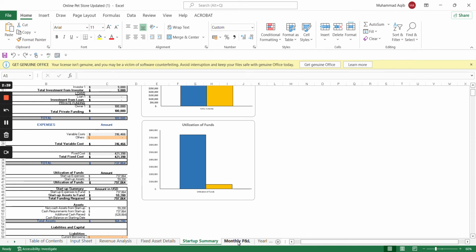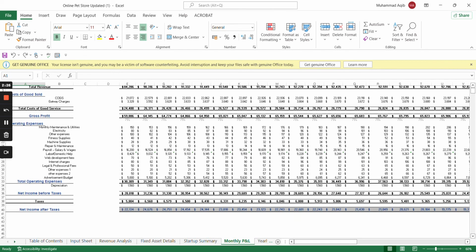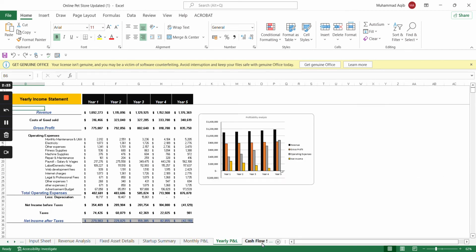Moving on to the monthly P&L, this allows the business to track its performance on a monthly basis using gross profit, net income before taxes as well as net income after taxes. Yearly P&L allows the business to track its performance on a yearly basis using revenue, gross profit, and net income after taxes.